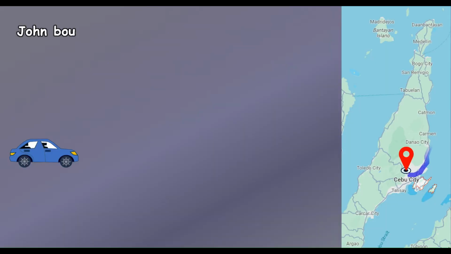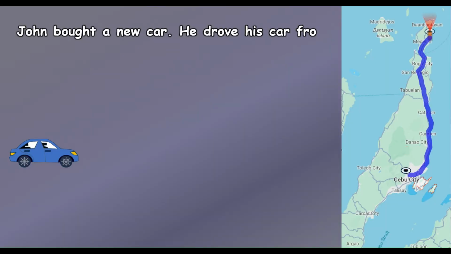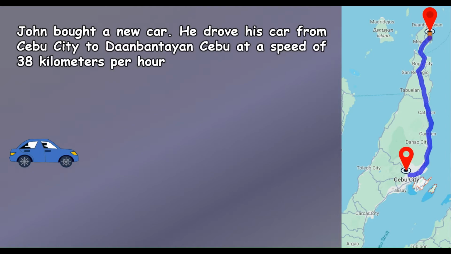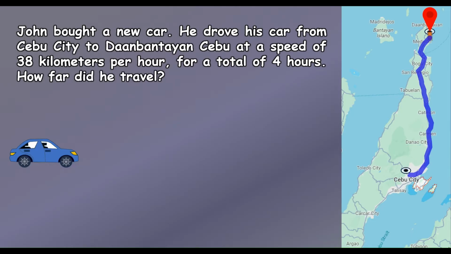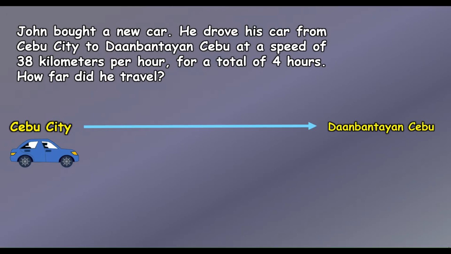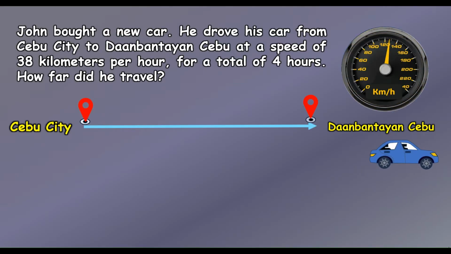Our first example. John bought a new car. He drove his car from Cebu City to Dabantayan, Cebu at a speed of 38 km per hour, for a total of 4 hours. How far did he travel? We have seen the map and discovered its route. The first point of its location is from Cebu City to the other position in Dabantayan. We then calculate how far John travels from one point of position to the other position or destination. We are looking at how far. It means the distance he travels.